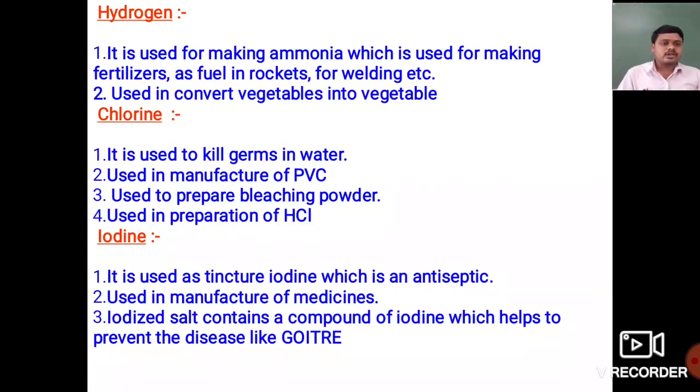And then this chlorine is one of the major raw materials for the manufacturing of bleaching powder and as well as HCl, that is nothing but hydrochloric acid. So this chlorine will be used in the manufacturing of HCl and as well as bleaching powder. And then next, the uses of iodine. Iodine is also one kind of non-metal that is used for various purposes. Let us discuss the uses of iodine.